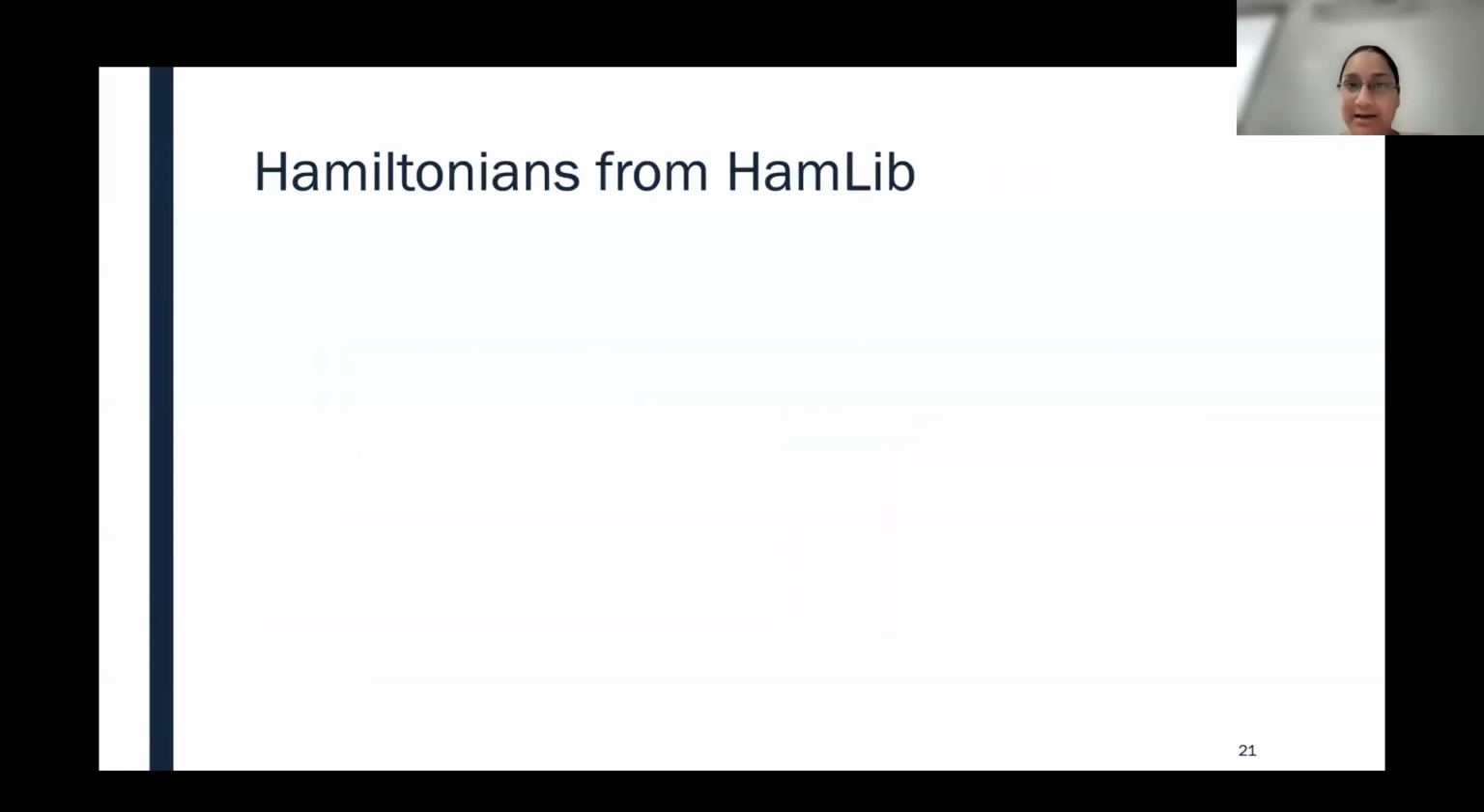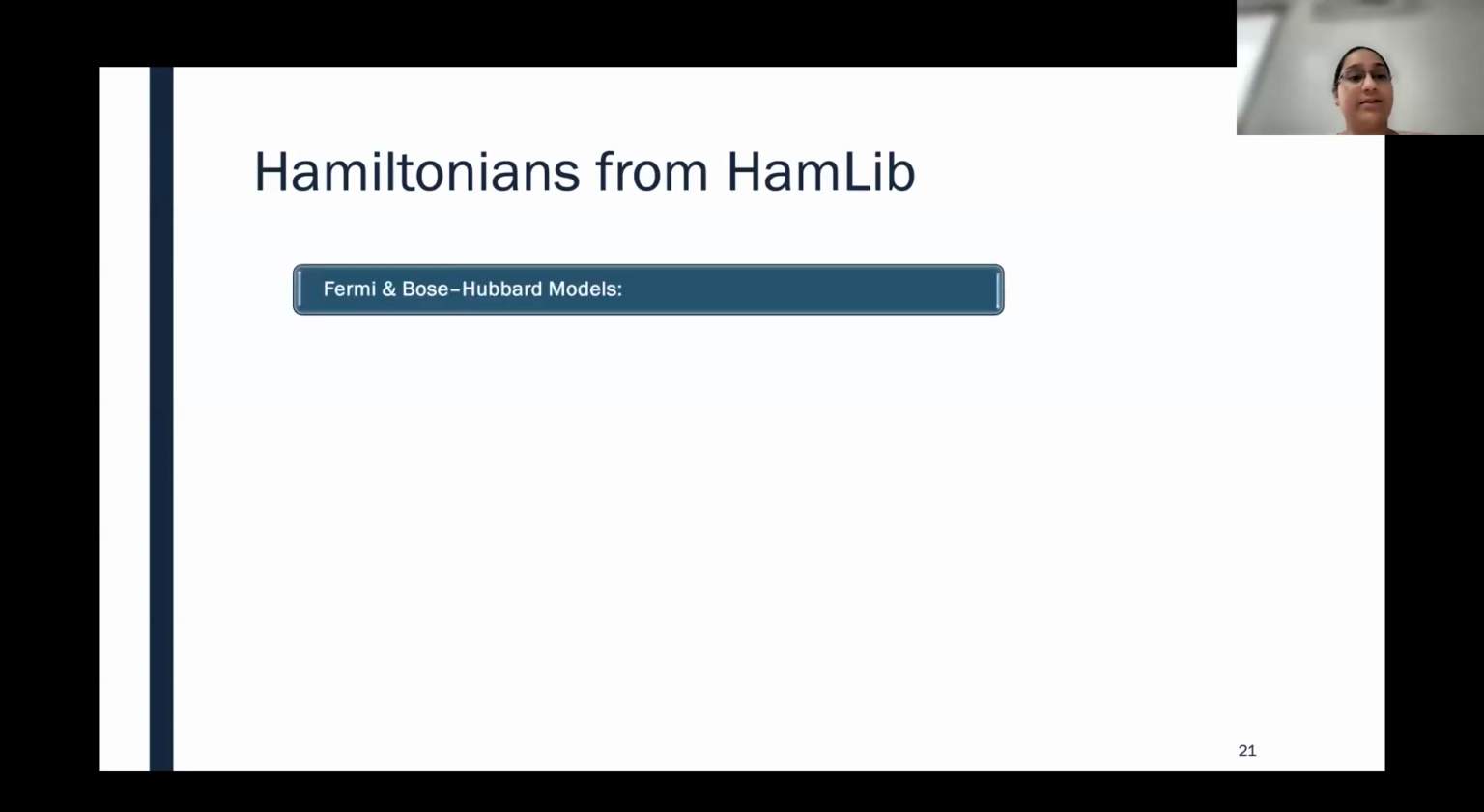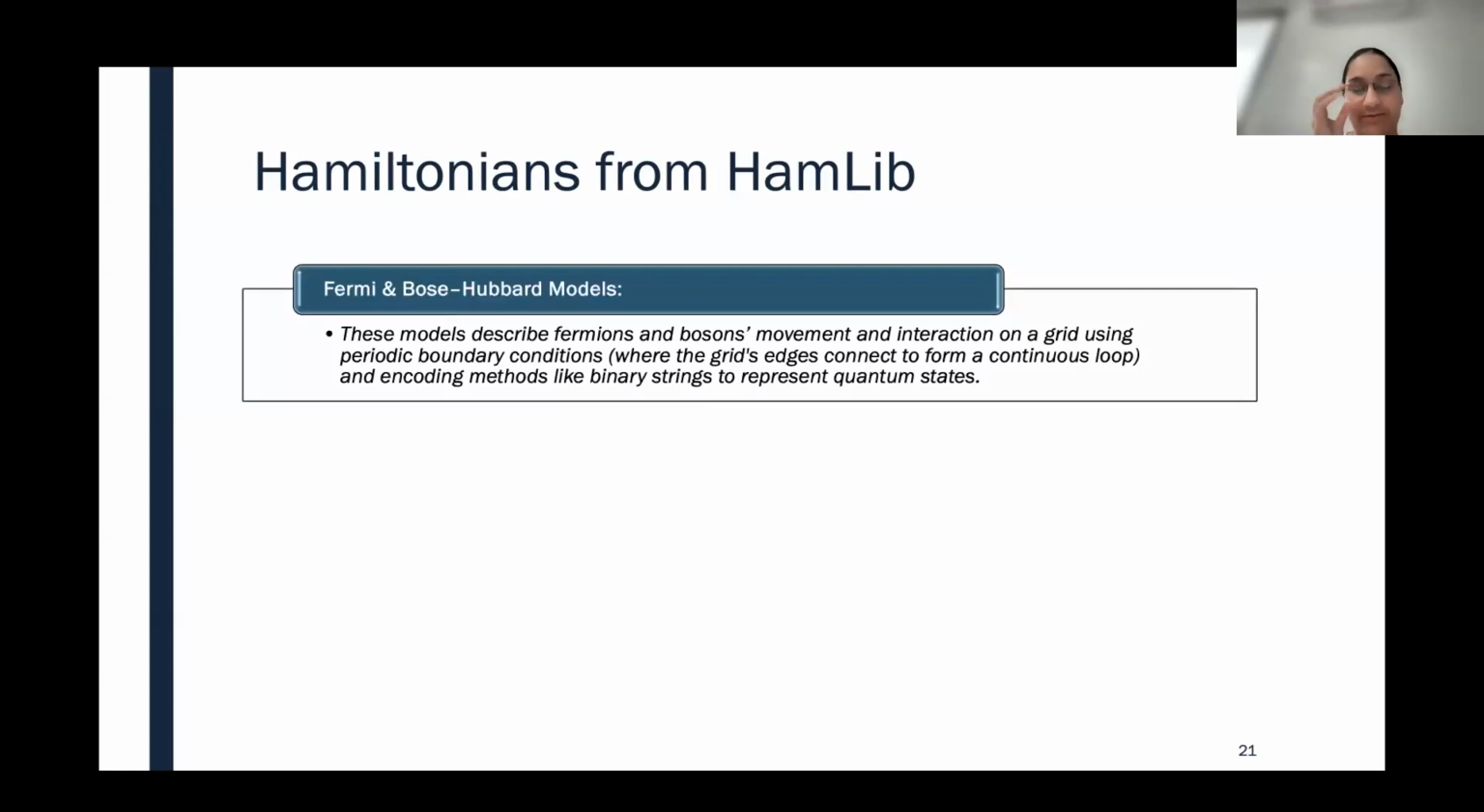We chose 5 Hamiltonians from this vast library. The first two are the Fermi and the Bose-Hubbard models. I'm not going to go into the very details of what these models are. We are just going to give a brief overview and mainly focus on the benchmarking part. These models describe the fermions' and the bosons' movement and interactions on a grid using periodic boundary conditions. That is where the grid's edges connect to form a continuous loop, and encoding methods like binary strings represent quantum states. So encoding schemes are in general responsible for translating the particles' movements into quantum states.